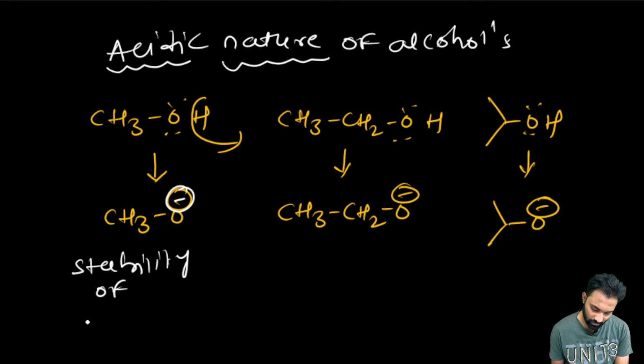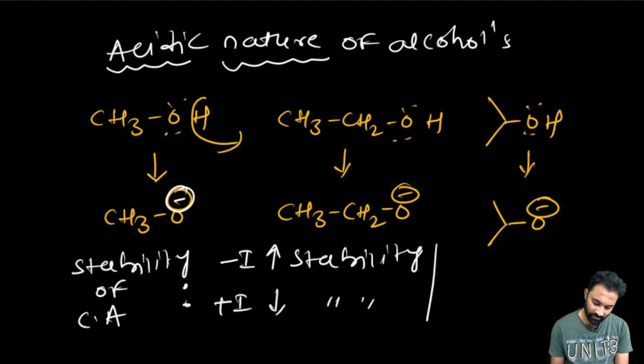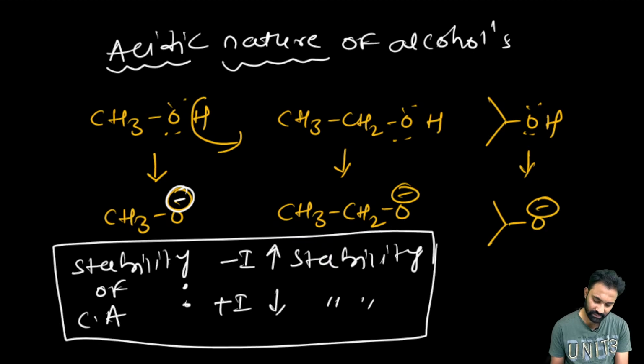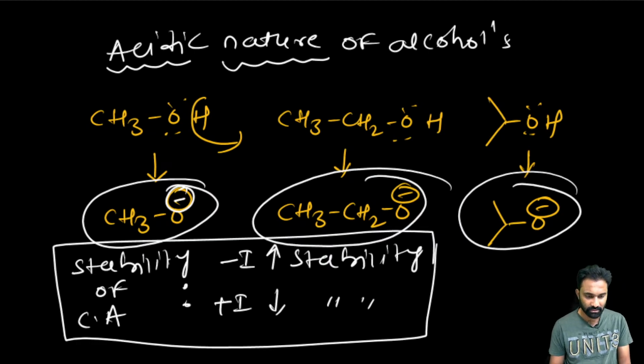of conjugate acids. These are the acids after loss of hydrogen, we call it a conjugate acid, right? Now the stability of this conjugate acid will be increased by minus I groups and decreased by plus I groups. This is one very key point you have to remember for the acidic strength of the alcohol. Done. If the hydrogen is given, the conjugate acid is stabilized by the minus I groups and destabilized by the plus I groups.